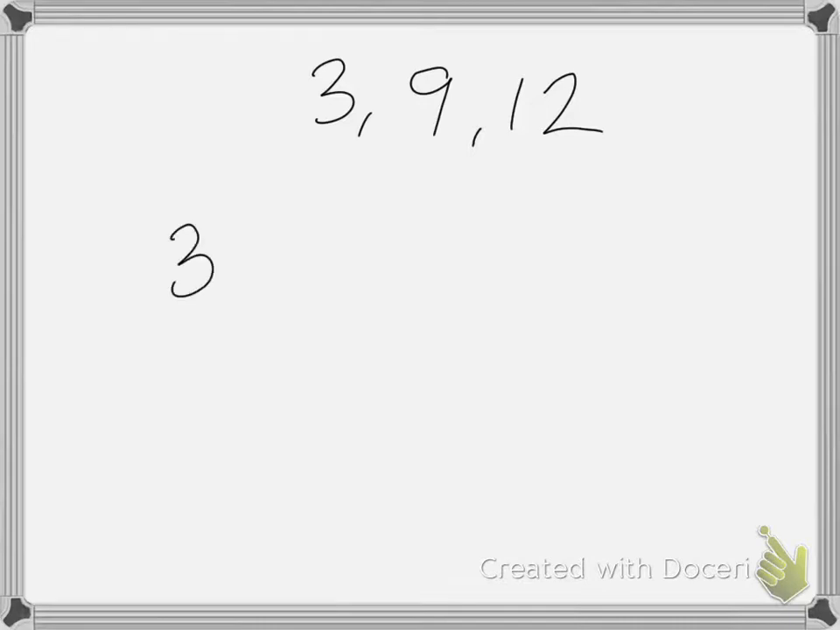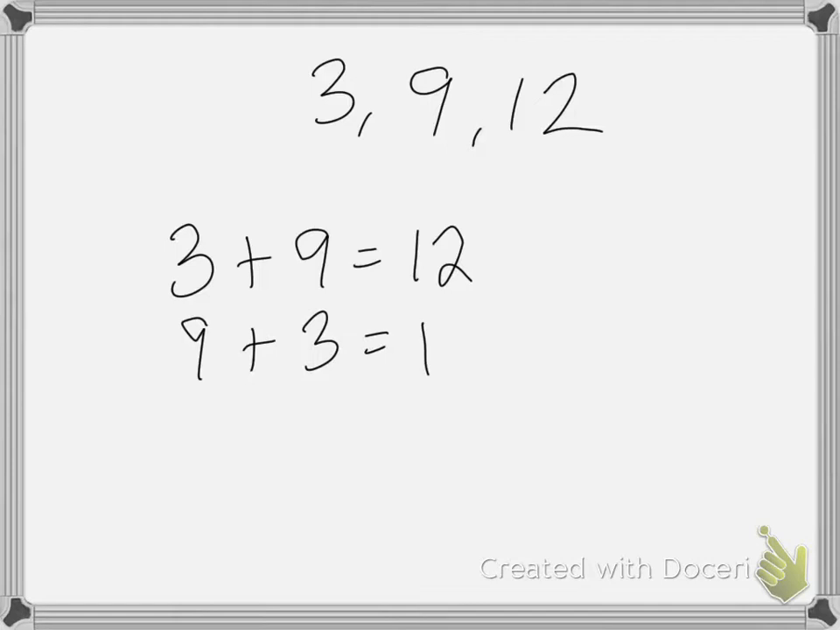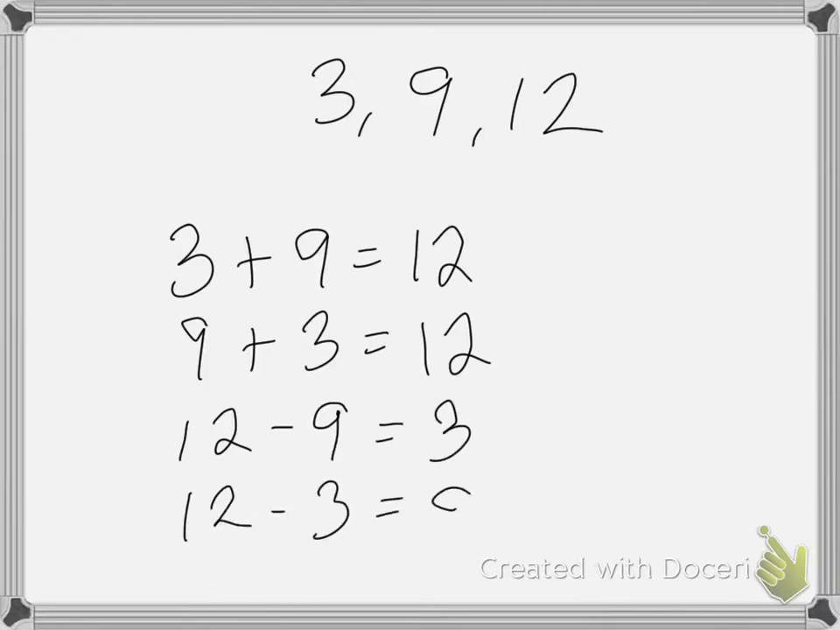So we have 3 plus 9 equals 12. 9 plus 3 equals 12. And then my subtraction facts would be 12 minus 9 equals 3, and 12 minus 3 equals 9. So notice I didn't use any other numbers. I only used 3, 9, and 12. I just put them in different places.